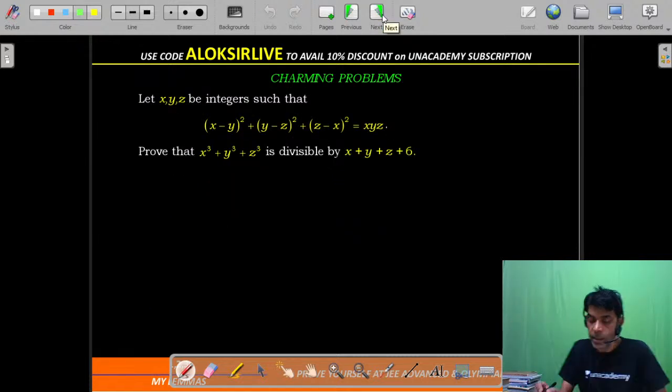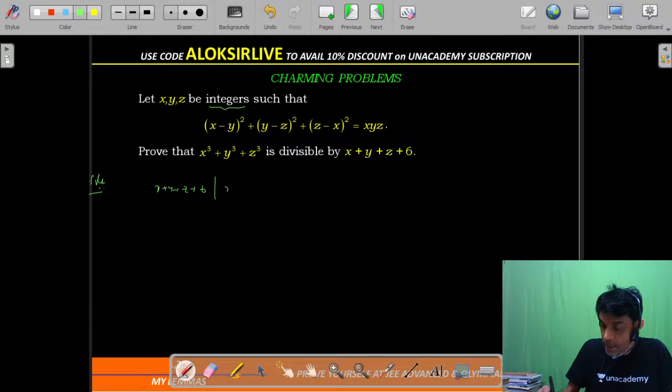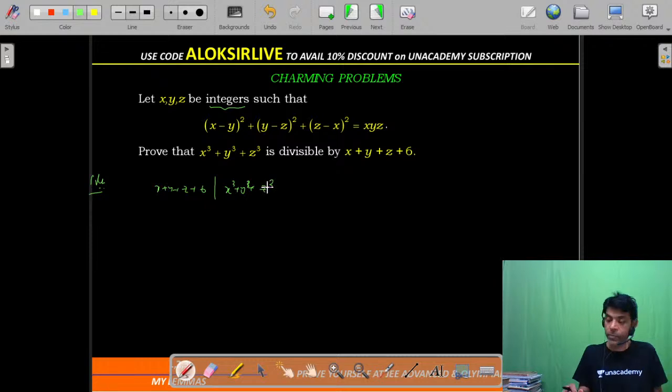Now this is a question of divisibility. So you have to prove some kind of integer thing, right? It is saying let x, y, g be integers such that this holds. Prove that this is divisible by 6. Means you have to prove that 6 divides x plus y plus g plus 6, this weird looking number. This divides x cubed, y cubed, and g cubed. This is to be proved, that this divides this one.